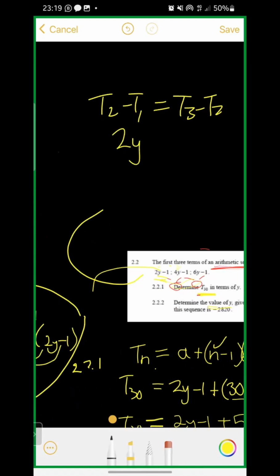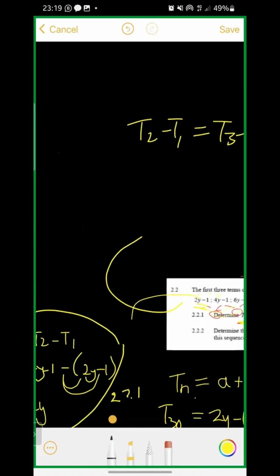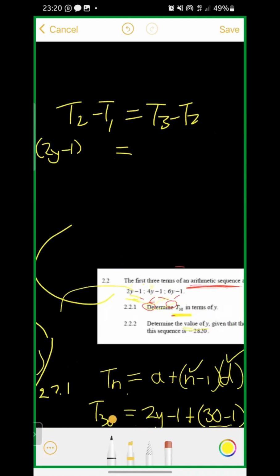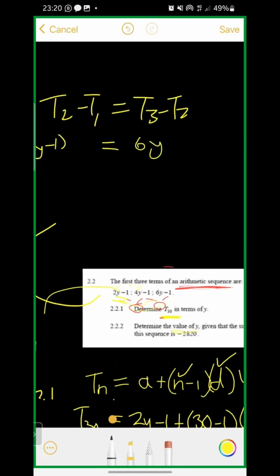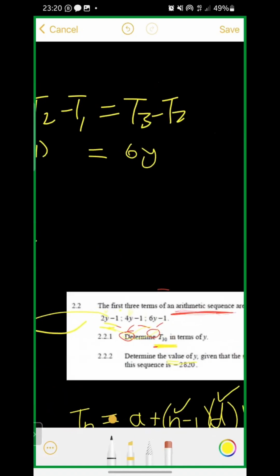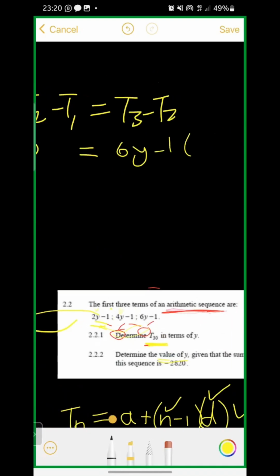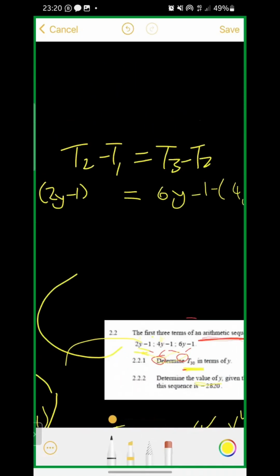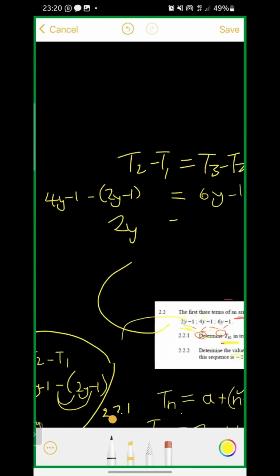Wait, let's write it. I want to see something, right? So it's 4y minus 1, minus in brackets 2y minus 1, is equal to our T3 minus T2. Let's see if we can solve for it. 6y minus 1, and then our T2 is 9 minus 4y minus 1. So the thing is, we want to get 2y is equals to 2y. That's the thing.